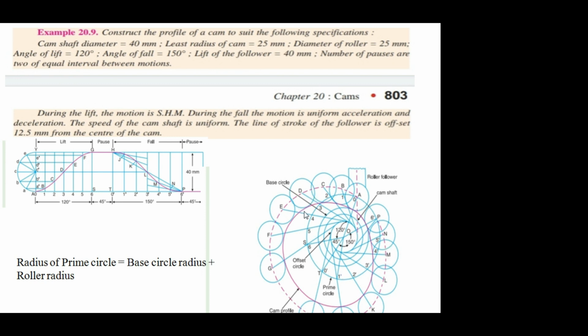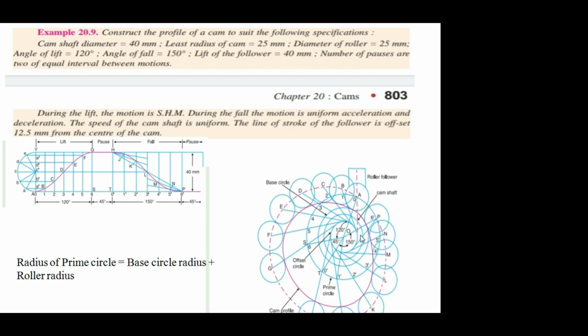Now the prime circle will intersect this vertical axis of the follower at point A. Taking A as a center, draw the roller with a radius of 12.5 mm. The diameter of the roller is 25 mm, radius is 12.5 mm. So taking A as a center, draw the roller here.